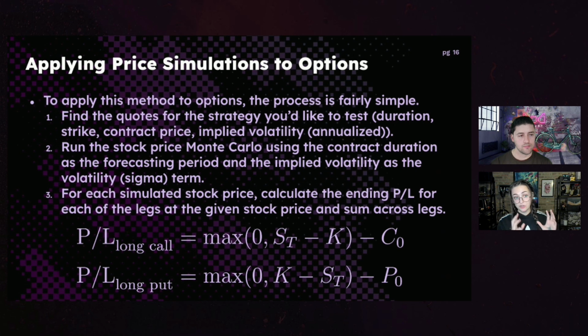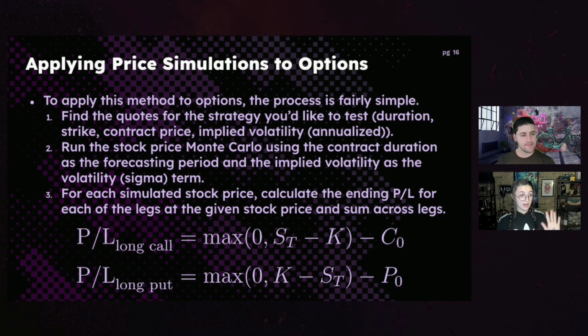So instead of using historical volatility, which we would use for stock price simulations, we want to use implied volatility because it's a better representation of the market's forecast for volatility. So in our simulation, we would just want to swap that term out using the volatility index, as it's normally labeled on trading platforms. Yeah? Yes.